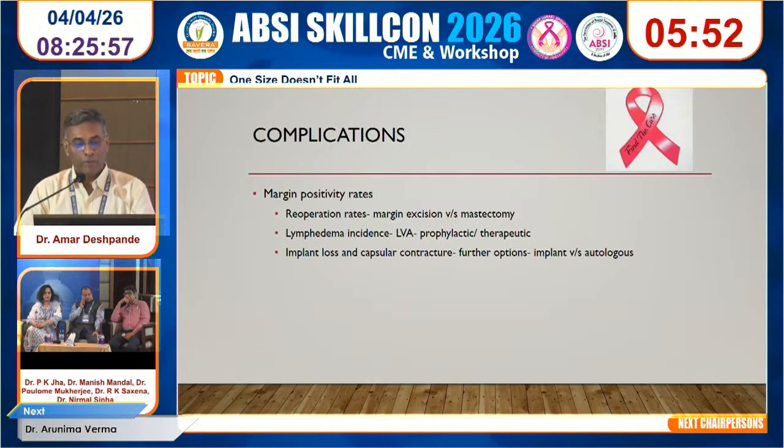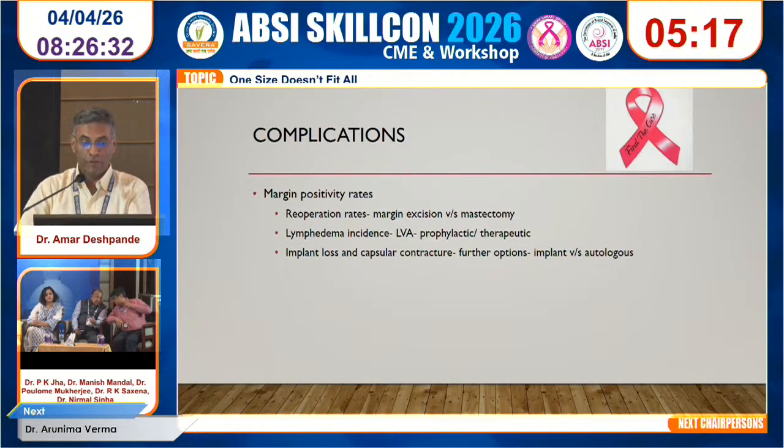Complications, we have to think about the margin positivity rates. Margin positivity, we can revise the margins, but if they have very small breast with major loss of tissue, major loss of volume, we may have to consider mastectomy. So again, we are thinking of what that particular patient needs. Lymphedema, it's more in high BMI, diabetics, etc. So we would think of lymphovascular anastomosis in those patients, not in everyone. High tumor, high axillary burden, again, we'll think of lymphovascular anastomosis.